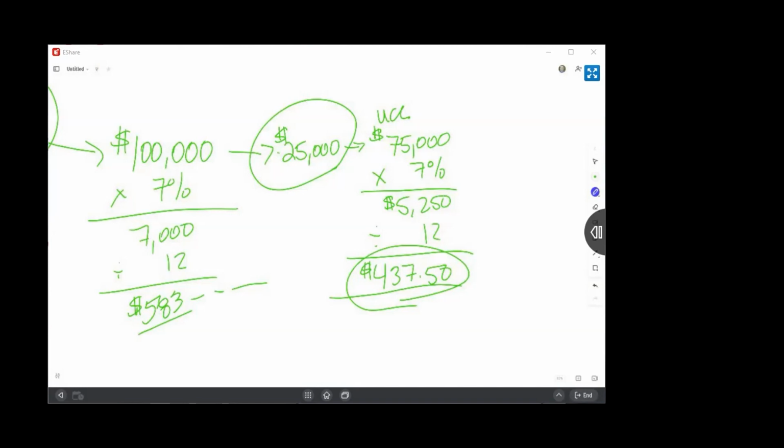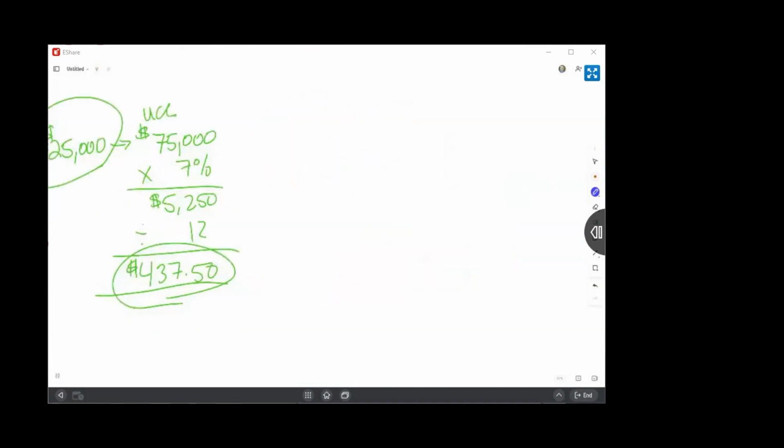Now, one important thing to understand, especially as a passive investor, is what is called return of capital.